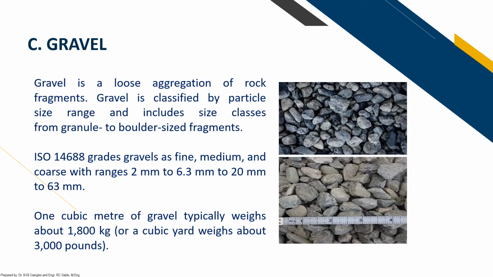So for gravel, you can classify it based on its particle size, same as sand. So there is fine, medium, and coarse gravel. When you say fine gravel, its particle size range is 2 millimeters to 6.3 millimeters. And when you say medium gravel, its particle size ranges from 6.3 millimeters to 20 millimeters. And when you say coarse gravel, its particle size ranges from 20 millimeters to 63 millimeters. Typically, 1 cubic meter of gravel weighs about 1,000 to 1,800 kilograms, that is its typical unit weight.